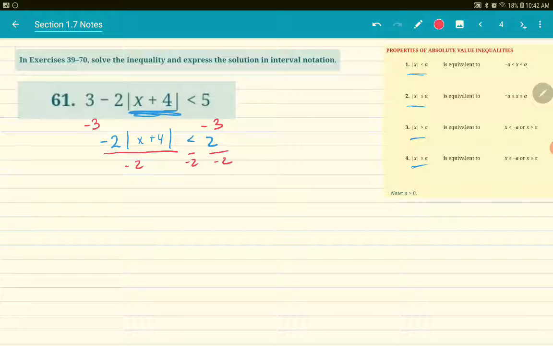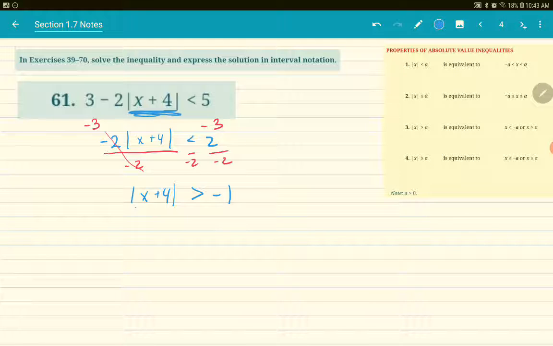Okay, so these two will cancel, and I get the absolute value of x plus 4, but I got to flip the inequality because I'm dividing by a negative. So now it's greater than, and then I have 2 divided by negative 2 gives me a negative 1. Now that I have an absolute value isolated, I can look over at the properties.